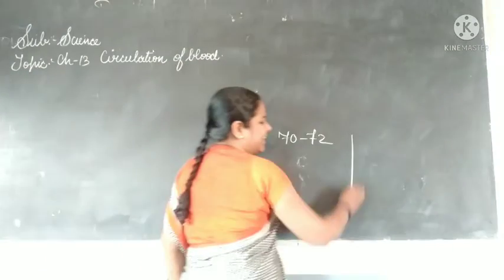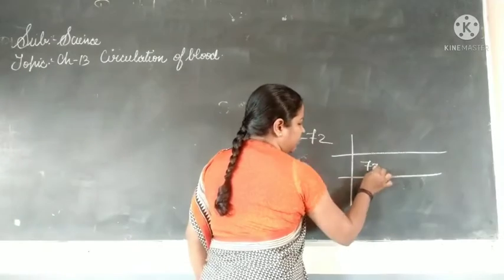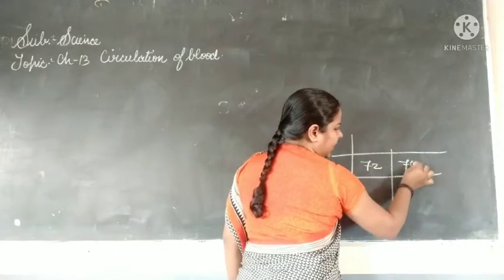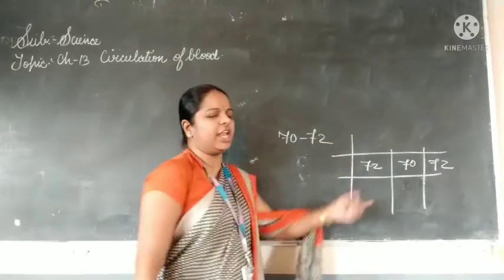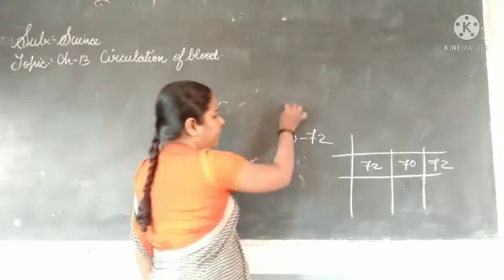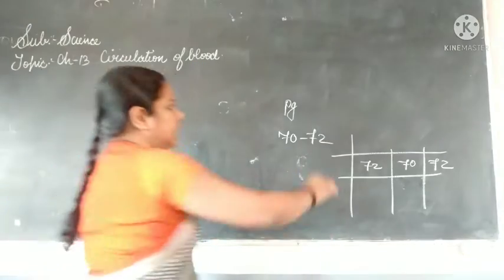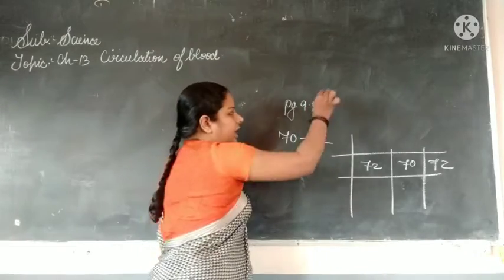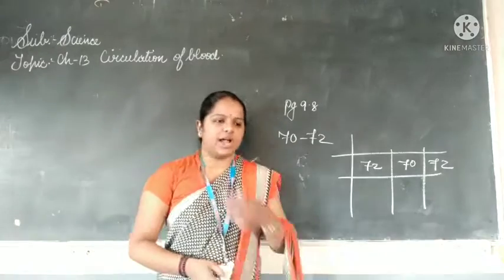Here the box is like this. So here you will write 72, 70, 72. Understood? Name of the friend: any friend's name you write. Page number, which page number is it? Page number 98 in the textbook. Take your textbook and then write.